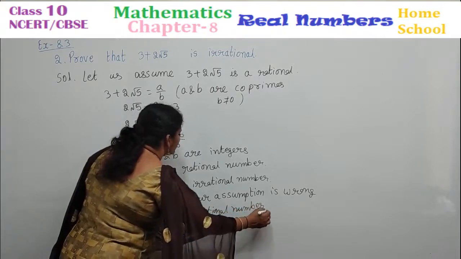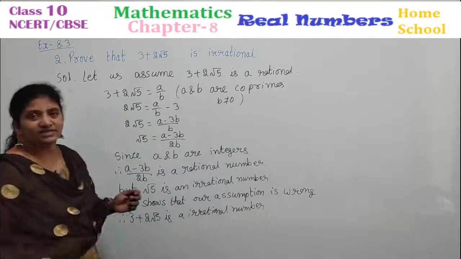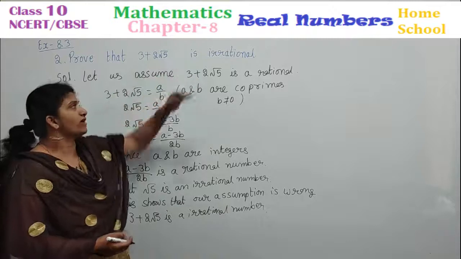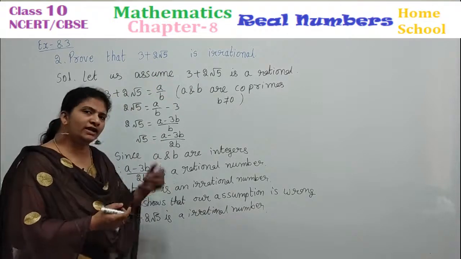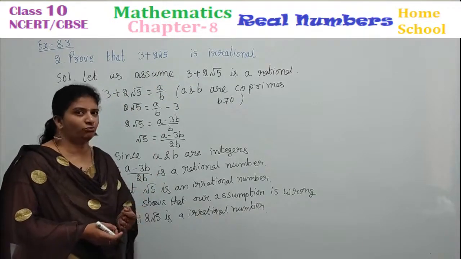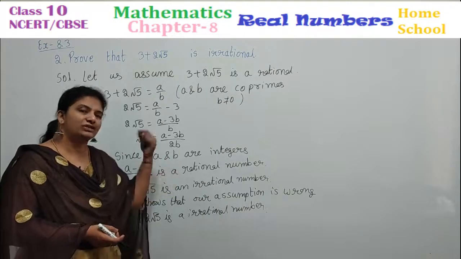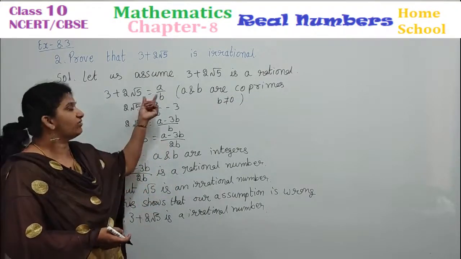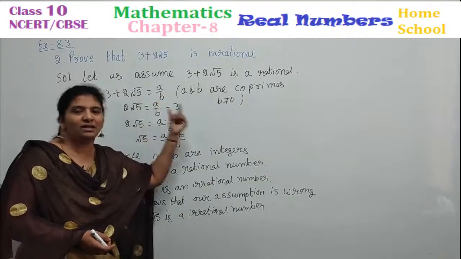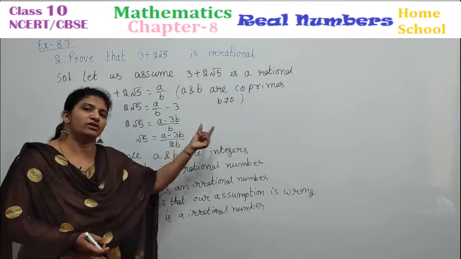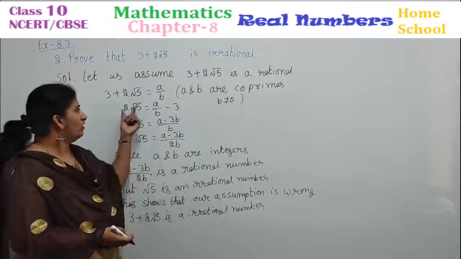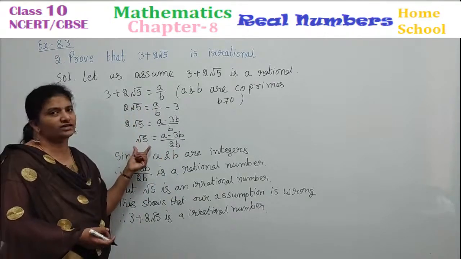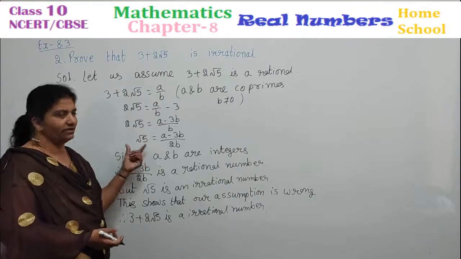So once again, have a look, children. When you have these type of problems, how to prove this? Prove that 3 plus 2 root 5 is irrational. We know that it is irrational, but we need to prove, right? So let me assume it as rational. If I assume it as rational, it should be equal to a by b, where a and b are co-primes and b cannot be equal to 0. So what we need to do? We need to convert this in such a way that only the surd form should be on the LHS.